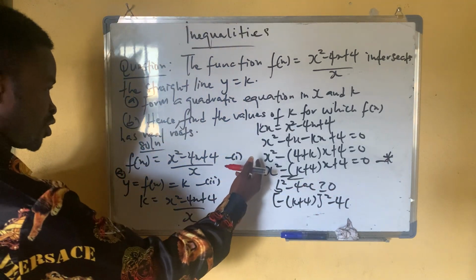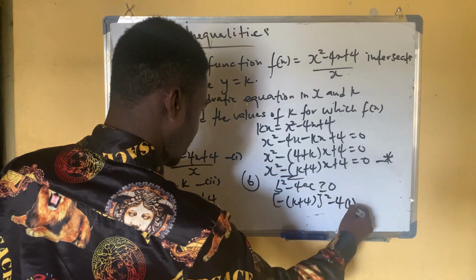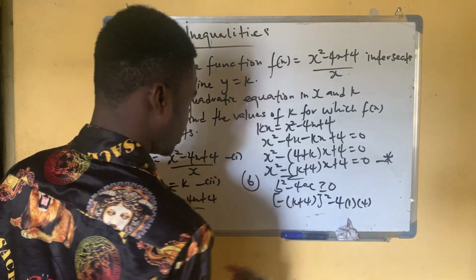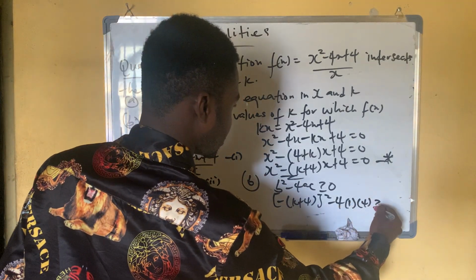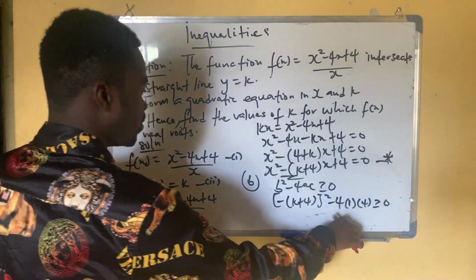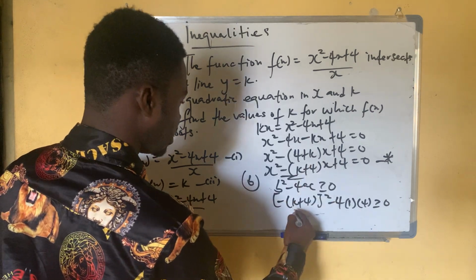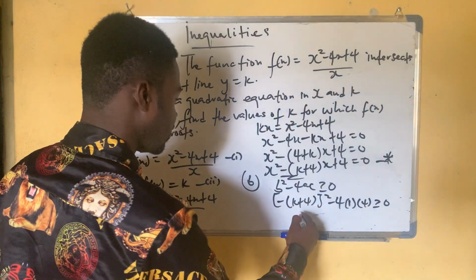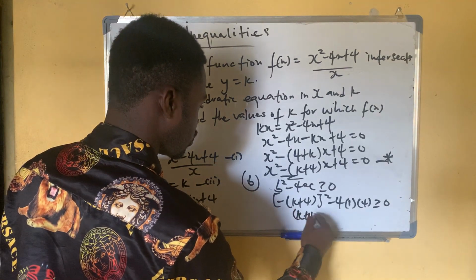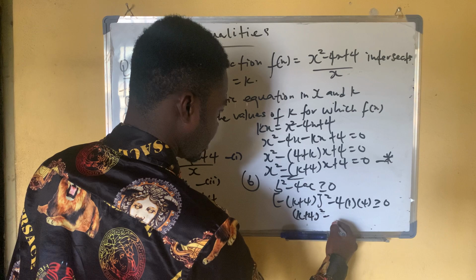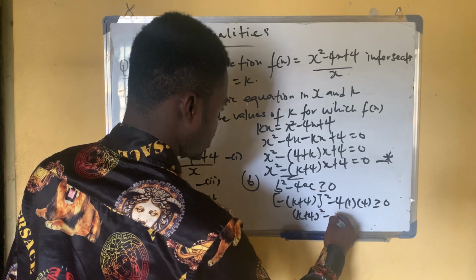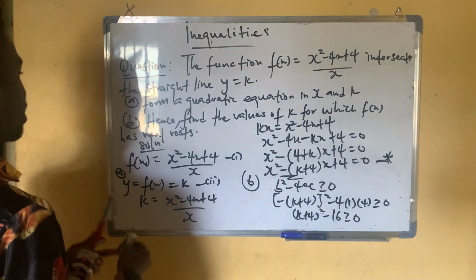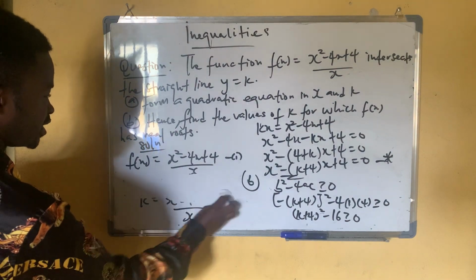A is the coefficient of x, which is 1, and c is a constant term 4. This has to be greater than or equal to 0. Minus (k plus 4) squared, the same thing as saying minus 1 squared is positive, so I can just write my (k plus 4) squared minus 4 times 4, which is 16, so minus 16, greater than or equal to 0. Okay, so I'll work on this side.